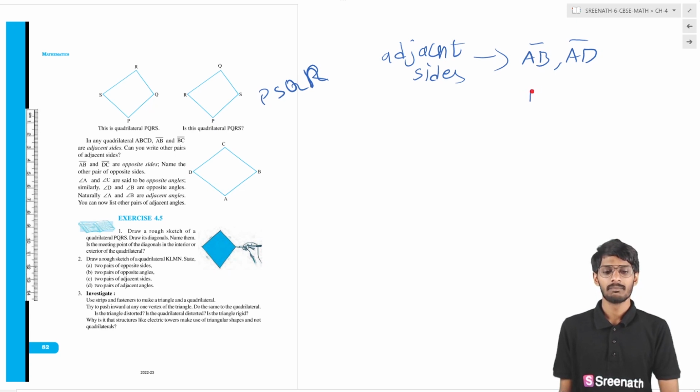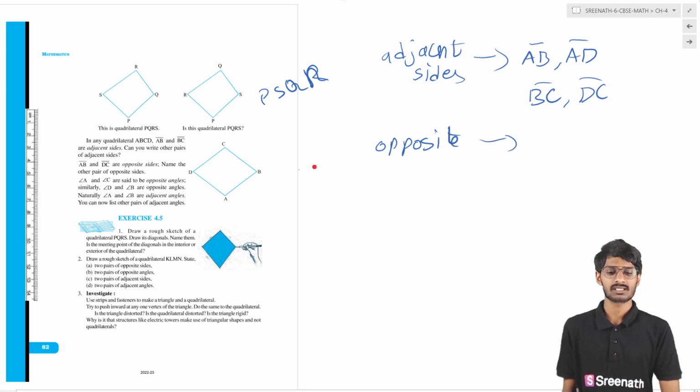And BC, DC is also adjacent sides. These two are also adjacent sides, a pair of adjacent sides. Then what are opposite sides, students? One pair of opposite sides are what? This is AB, which is opposite to CD.